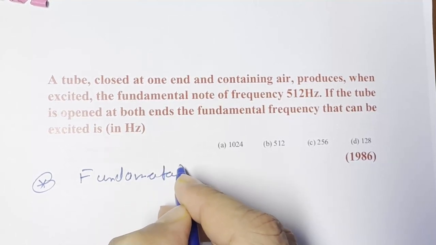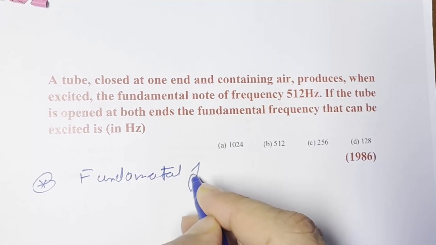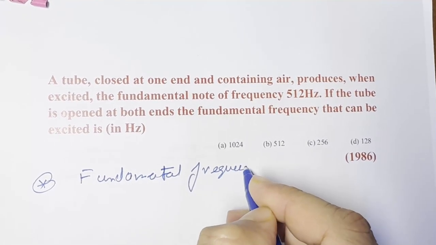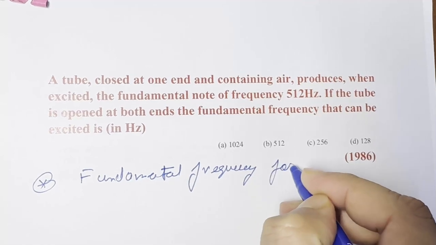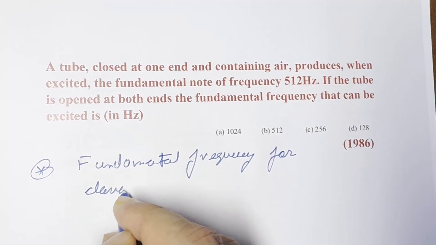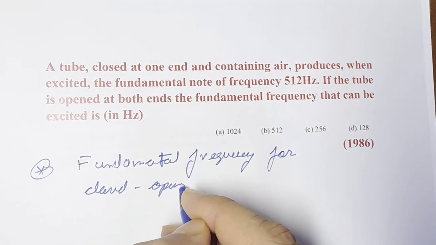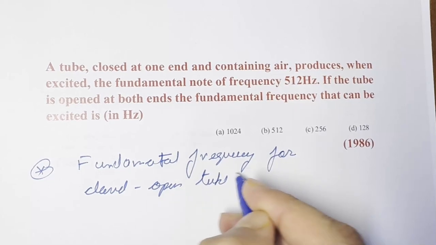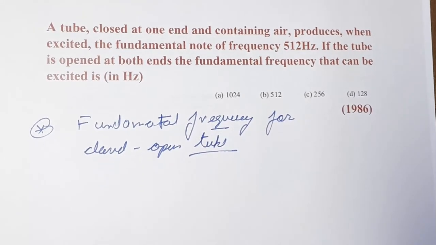So we say our fundamental frequency for closed and open tube. So under this condition, we can find out the wavelength, and that wavelength will be equal to 4 times the total length of the tube.